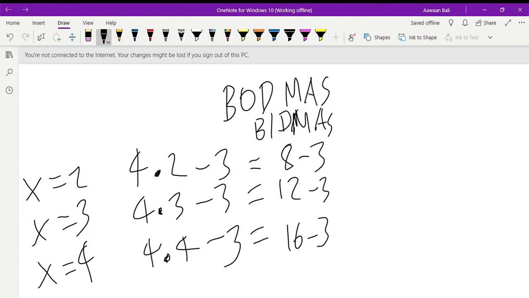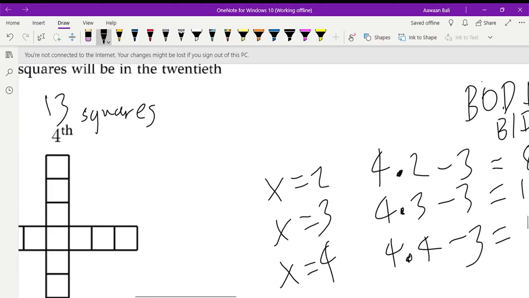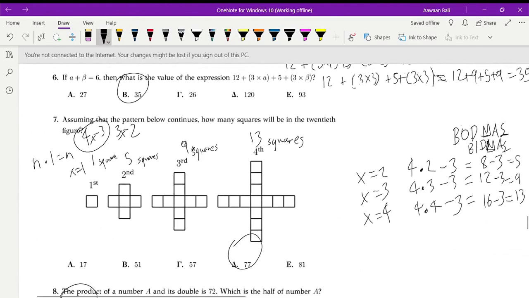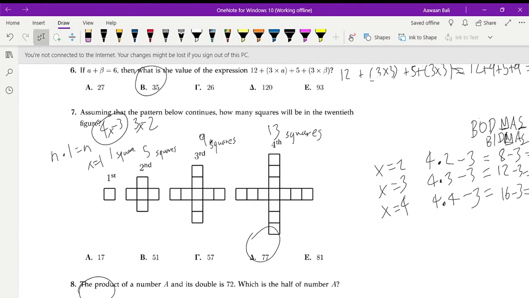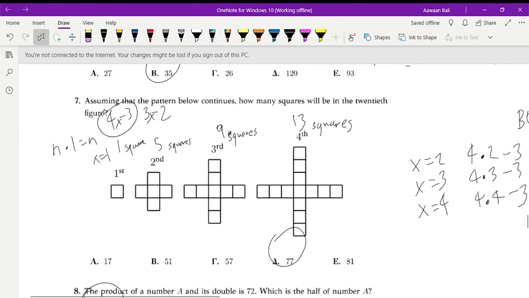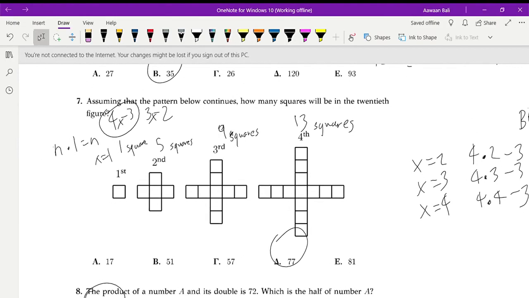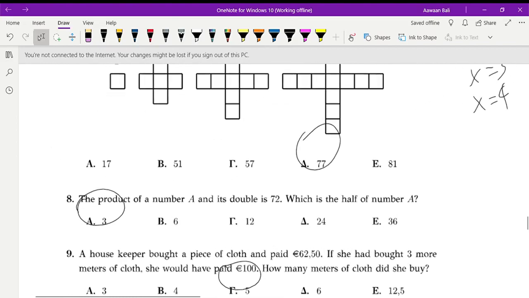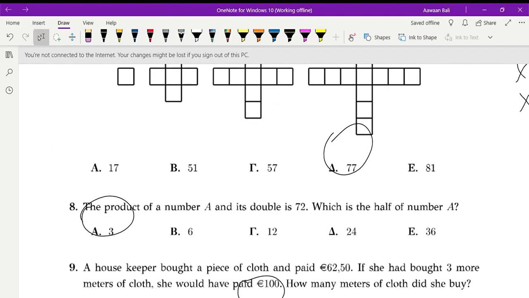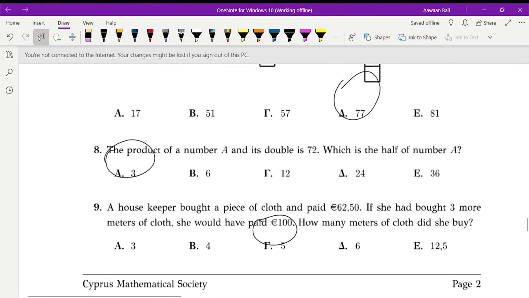Here the O is operators, and in BIDMAS the I is indices. So multiplication, then subtraction. So we have 5, 9, and 13. And if you check here, it's also 5, 9, and 13. So we know that it's correct with all the information given to us. But now it says how many squares will be in a 20th pattern, which means x is 20. 4 times 20 is 80, and 80 minus 3 is 77, which means the answer is option delta, 77.